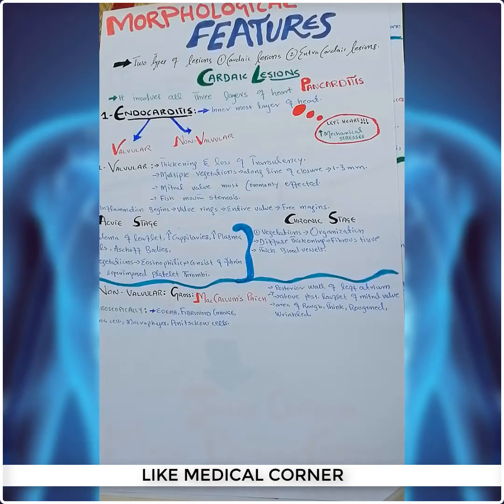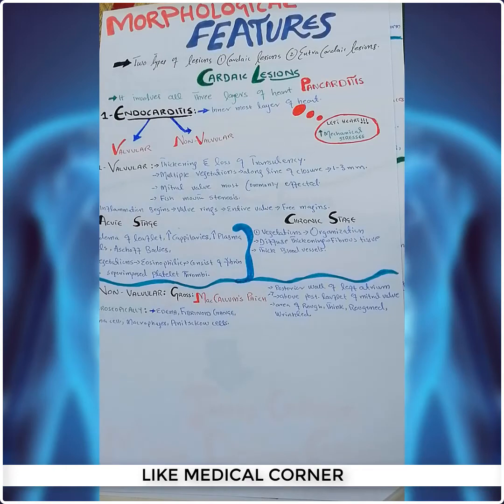So now we move on to the morphological features of rheumatic heart disease. In rheumatic heart disease, there are two types of lesions. One is cardiac lesions and the second one is extra cardiac lesions. So first we talk about the cardiac lesions.